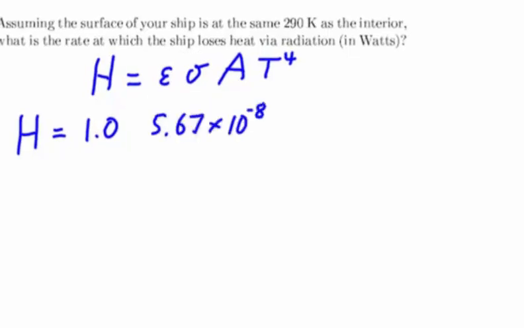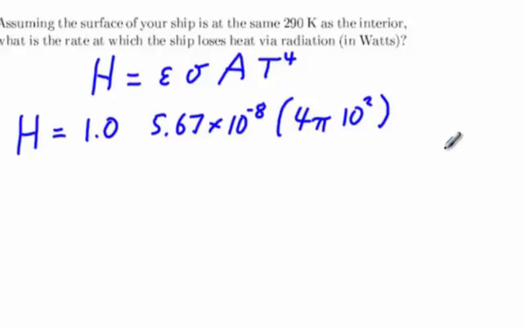And for the area, we need to be cognizant of the fact that our ship is shaped like a sphere. Therefore, the area from which we are radiating this heat into the vacuum is the shell of the sphere of our ship. The area of a spherical shell is 4 pi times the radius of that shell squared. In our case, the radius is 10 meters, and so we'll put in 10 squared as the area.